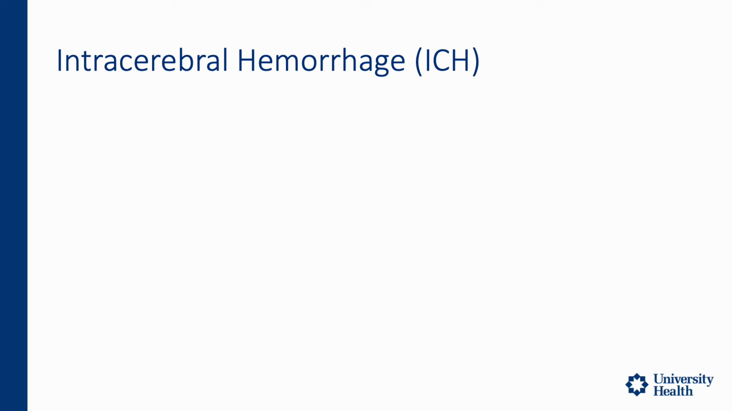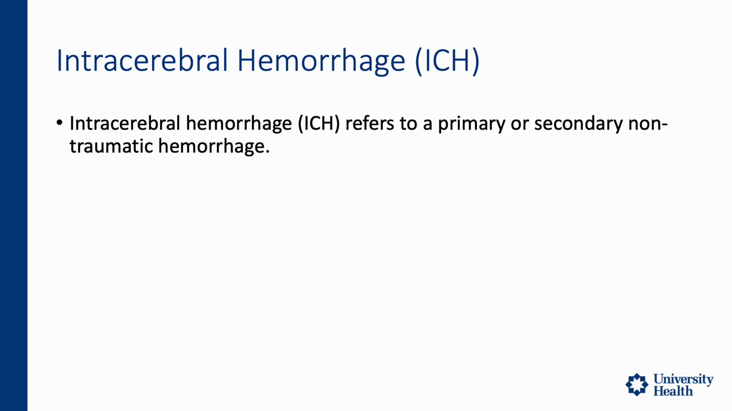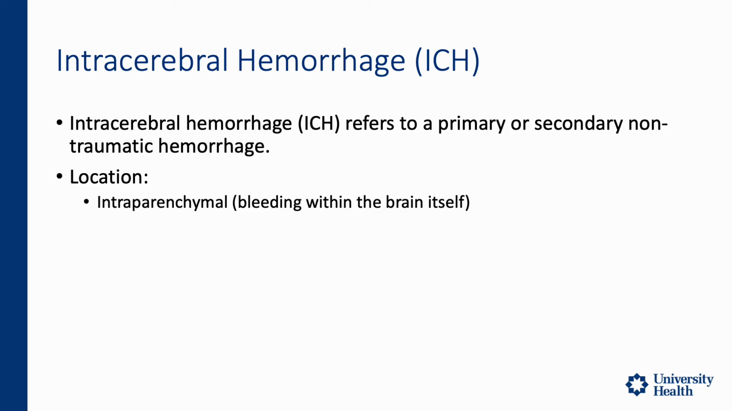All right, so let's talk about intracerebral hemorrhage. So there are different types of intracerebral hemorrhages. I think I can do an hour, if not multiple hour lectures on intracerebral hemorrhages because there's so much information on them. But this will be really quick, just kind of a broad overview. So intracerebral hemorrhage refers to a primary or secondary non-traumatic hemorrhage that occurs within the brain. So location, most of these are going to be intraparenchymal, so it's going to be bleeding within the brain itself.